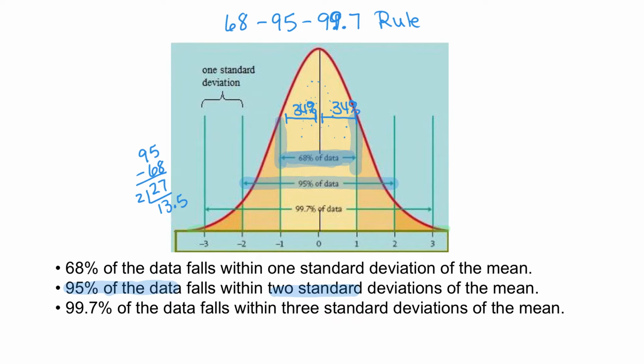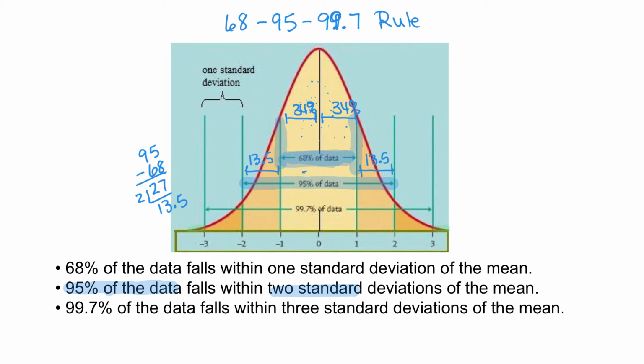Together, these two sections have to make up 27% of the data because I just subtracted 95 minus 68, and so the leftover is 27. But I have half on each side, so this is going to be 13.5%, and this is going to be 13.5%. So anything that falls between 1 and 2 standard deviations is going to be 13.5% of the data.